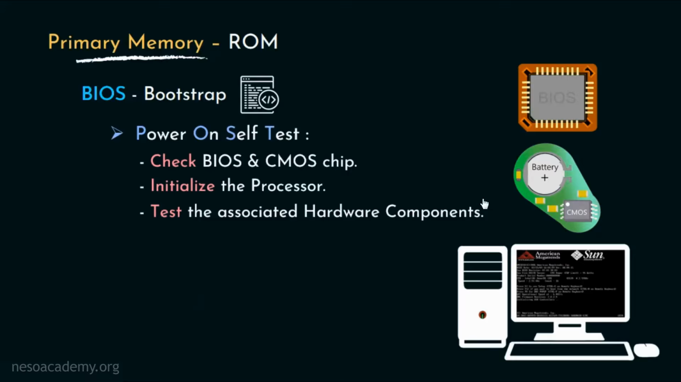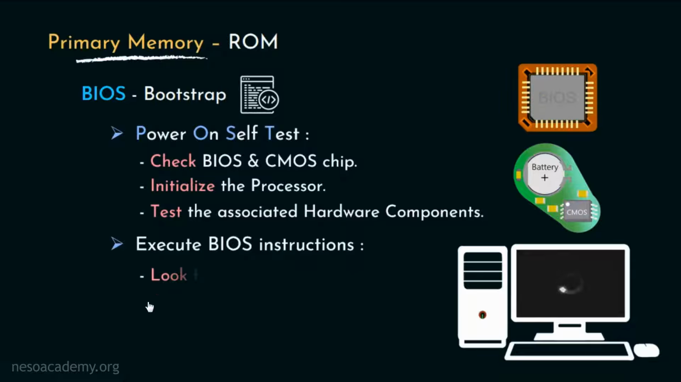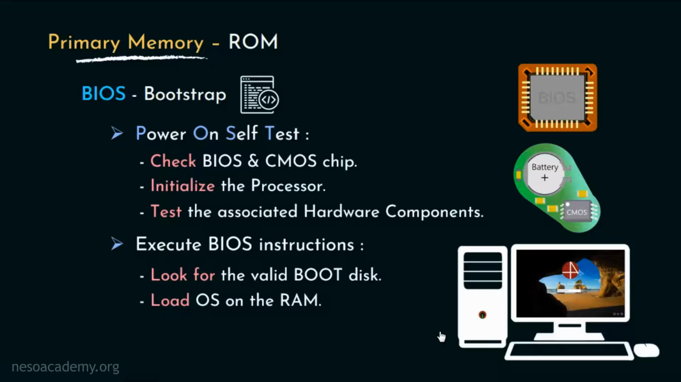So once all the POST functions are executed successfully, then the BIOS instruction stored in the Bootstrap program looks for the valid boot disk where the operating system is permanently stored. Generally, storages like optical disks, flash drives, hard disks, SSDs, etc. are used for this purpose. Now, once that is found and we see the login page, that signifies that the operating system is now loaded on the RAM. So all these are programmed in the BIOS chip, which is basically a read-only memory chip.